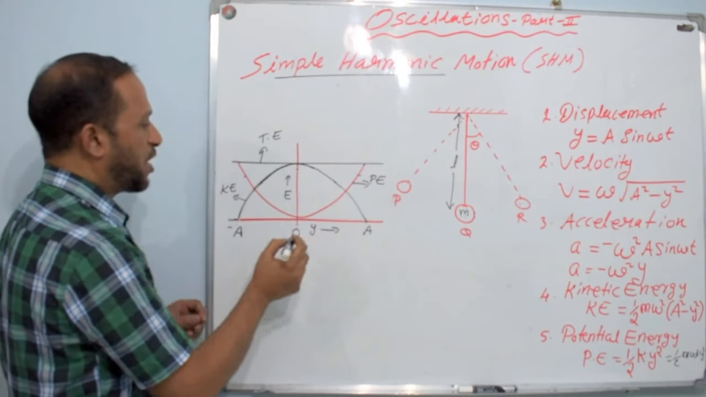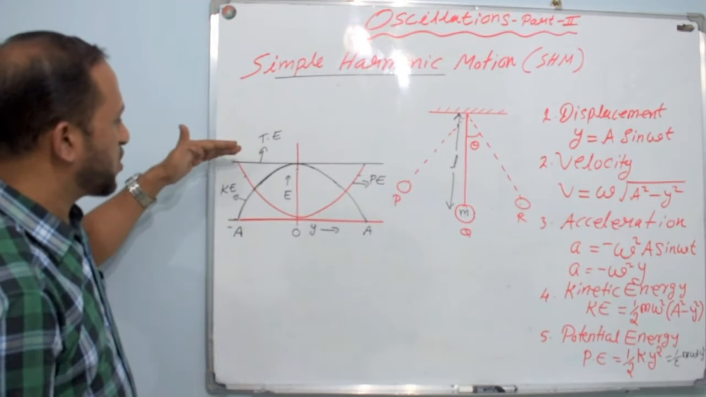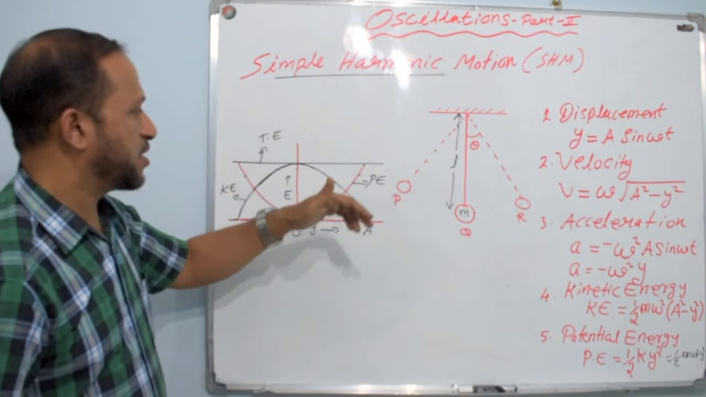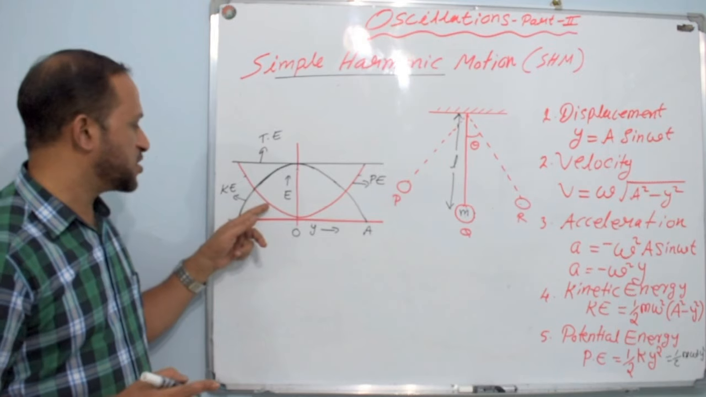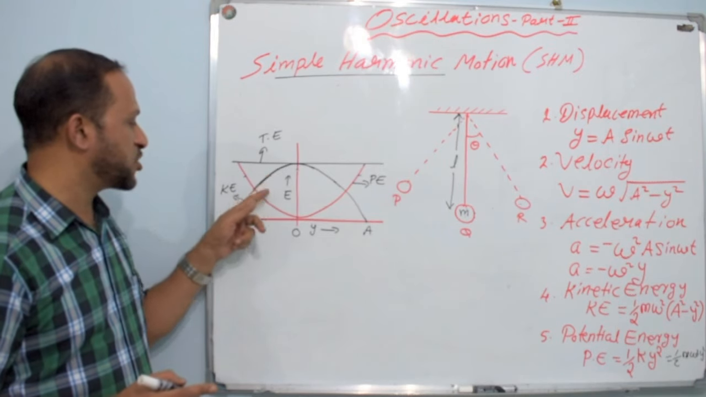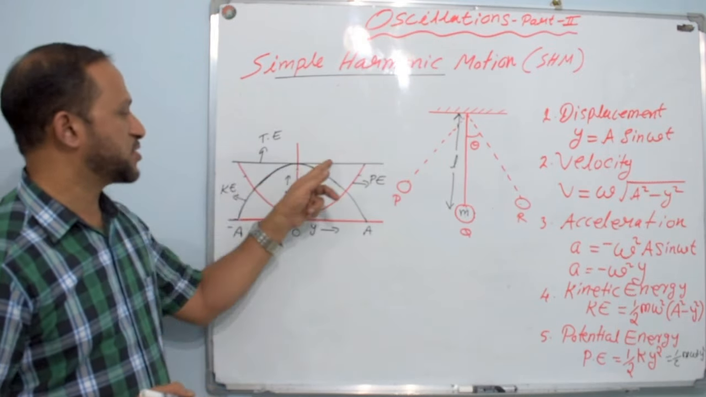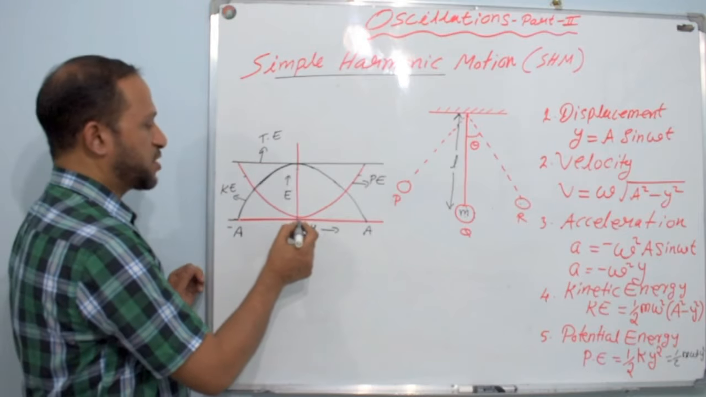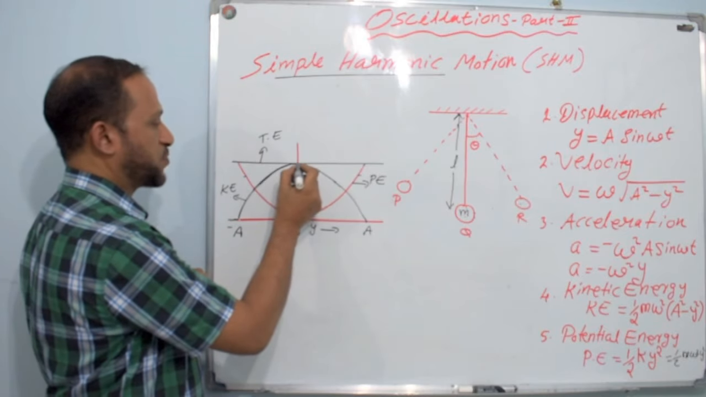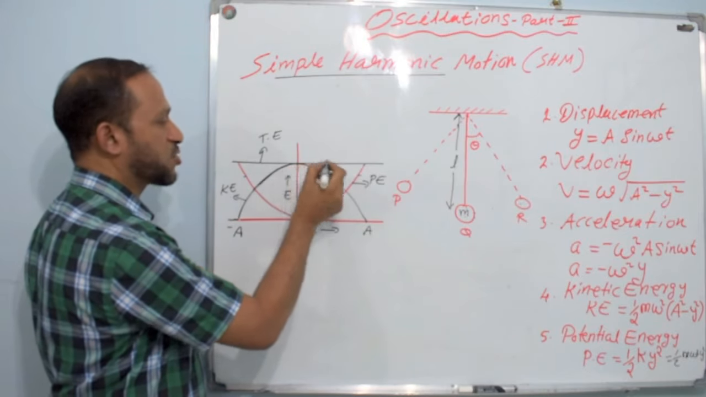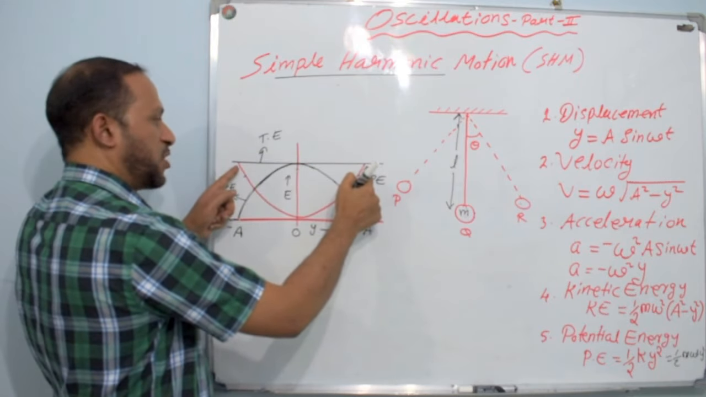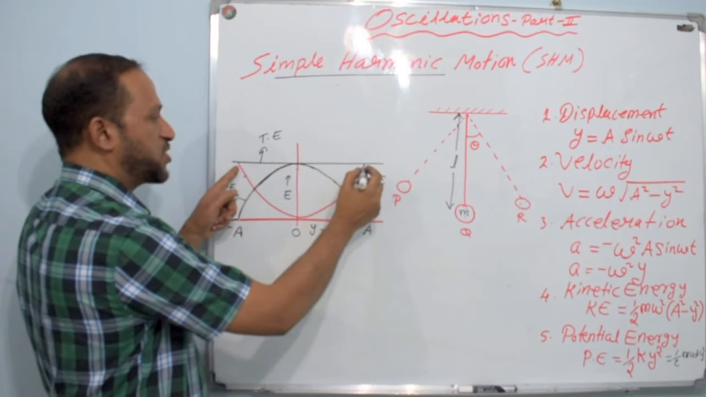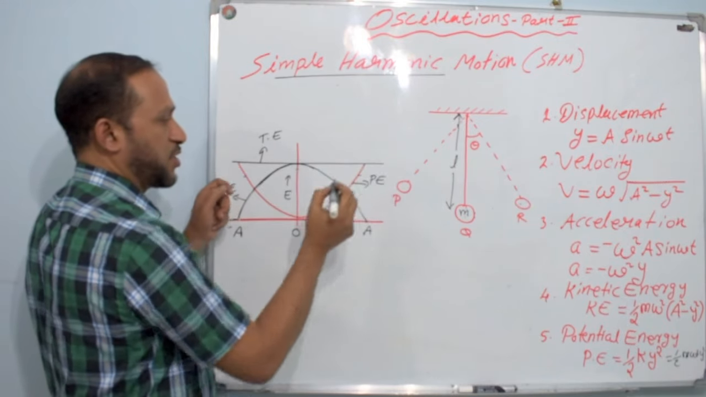And also we can see this horizontal line, that black line, represents the total energy. If you add potential energy and kinetic energy at any instant of time, that will give the total energy. At the mean position, there is only kinetic energy, so the kinetic energy curve is touching the total energy. At the extreme point, there is only potential energy, no kinetic energy, so the potential energy curve is touching the total energy.